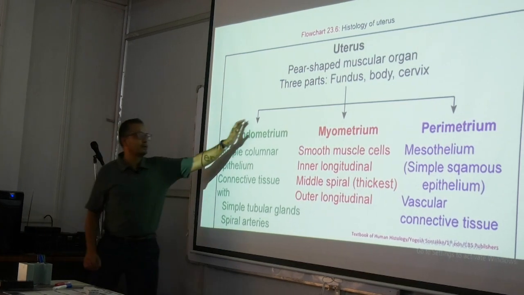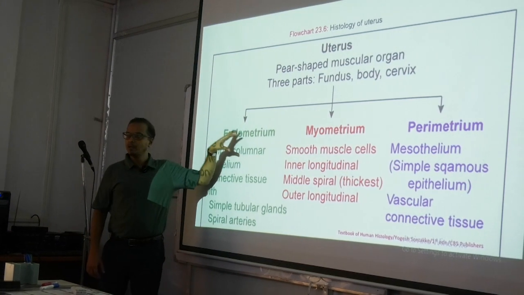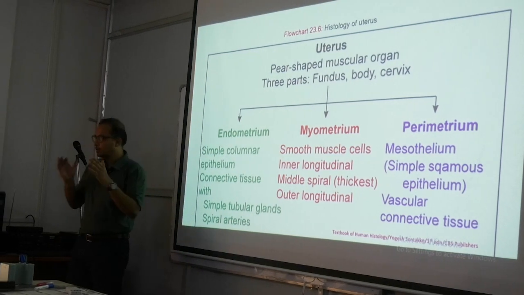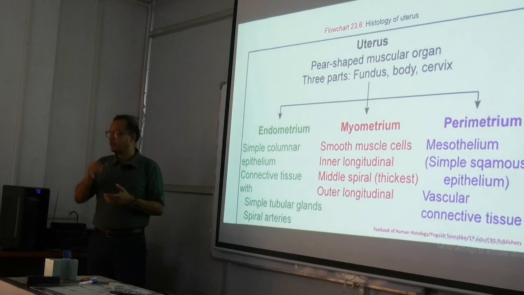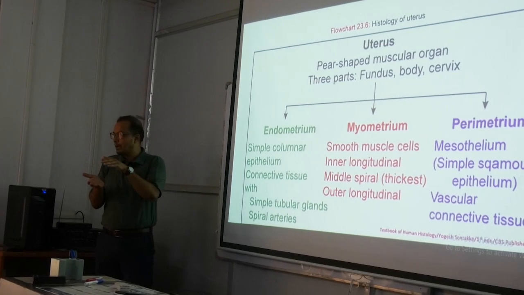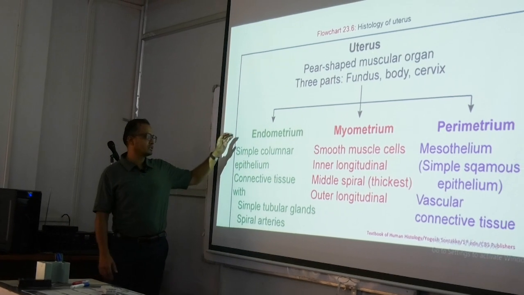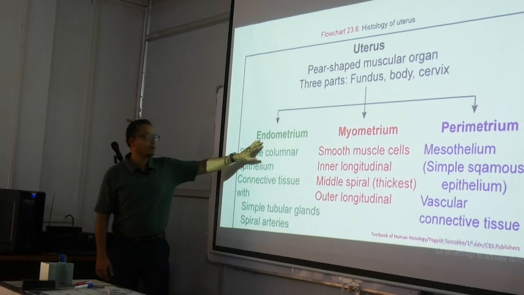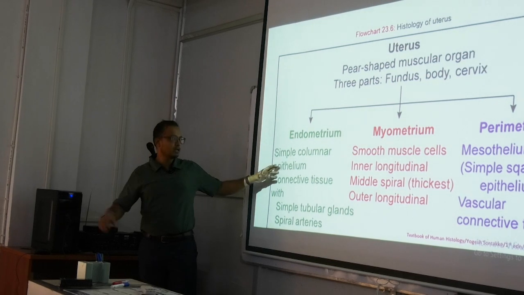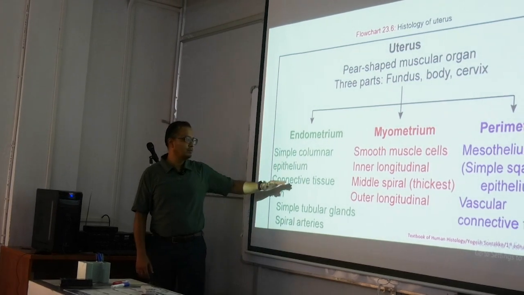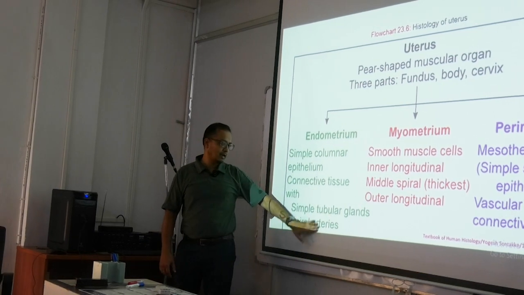Now we zoom in on this endometrium, restricting the discussion to it for now. What is the endometrium? The inner cell layer, which has lining cells. We have to mention what kind of cells are there. Deep to that, we have the lamina propria, which we can divide into three segments. The cells present in the endometrium are simple columnar epithelium, cuboidal and columnar cells. Then we have the connective tissue. Within this endometrium we are also going to see blood vessels and glands.